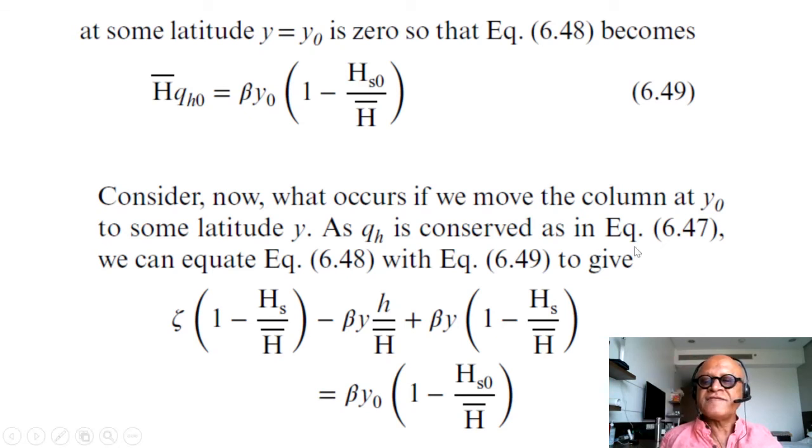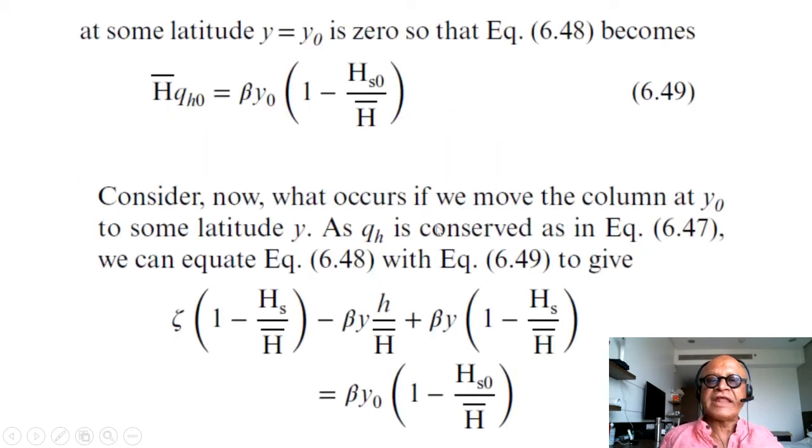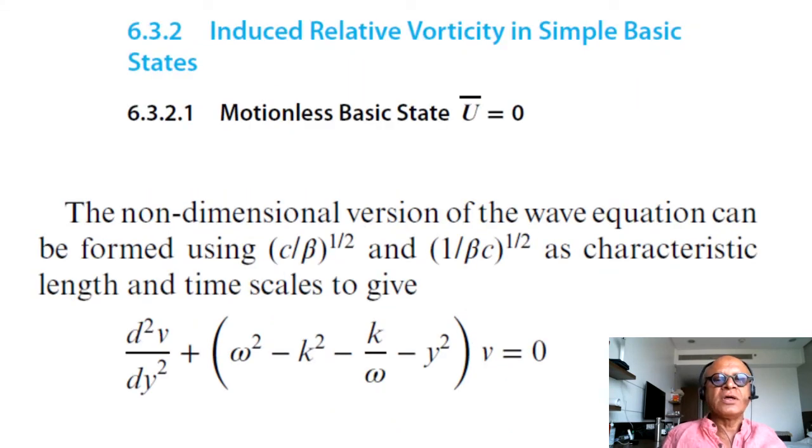As QH is conserved, as we saw in equation 647, we can write the previous equation with this equation. So 648 and 649. Please flip as you want and listen carefully, because this is very different than when we are writing on the blackboard, right? We have to flip the slides. We get this expression for the latitude y0, which is our turning latitude that we are looking at.